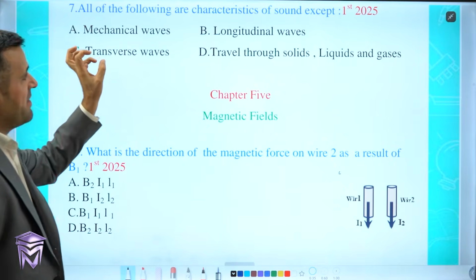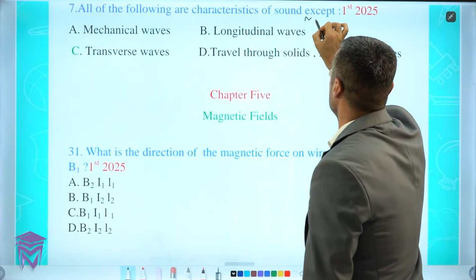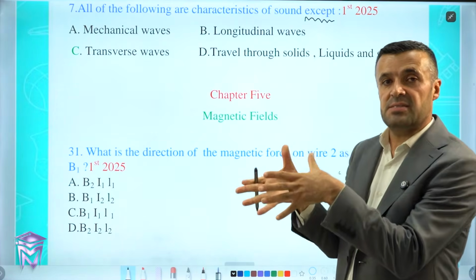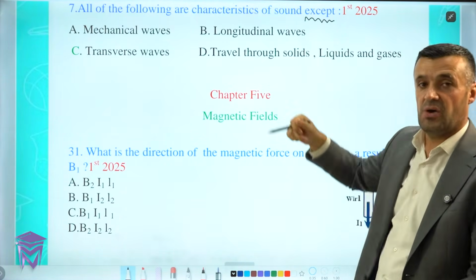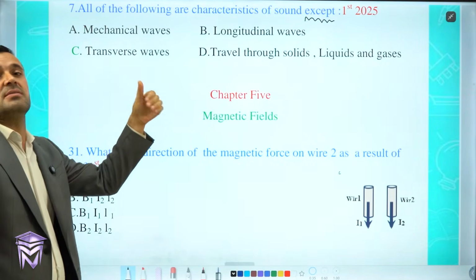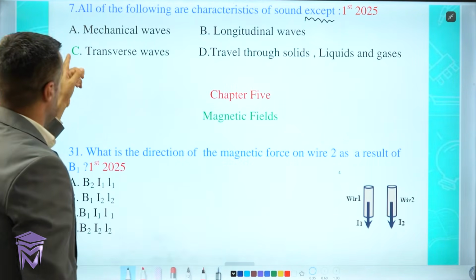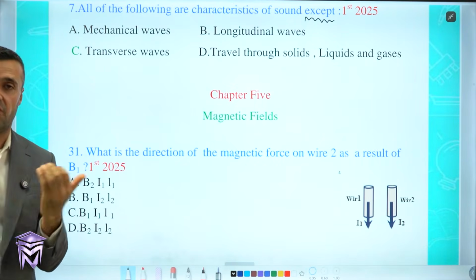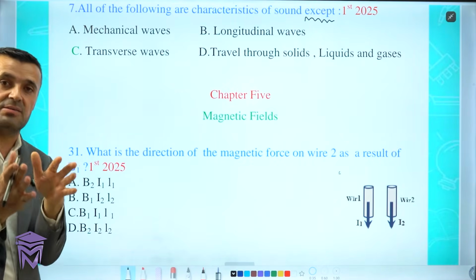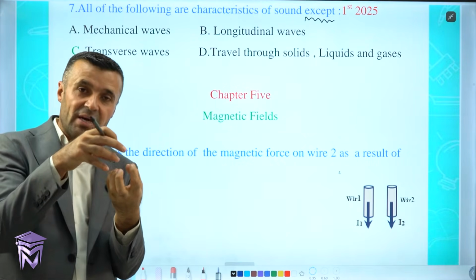All of the following are characteristics of sound except. Dear students, this word is very important. You have to select the one option that is not a characteristic of sound, because you have to look at the word except. Mechanical wave is a characteristic of sound wave. Longitudinal wave is correct as a characteristic of sound, but we have to select one that is not a characteristic of sound wave.